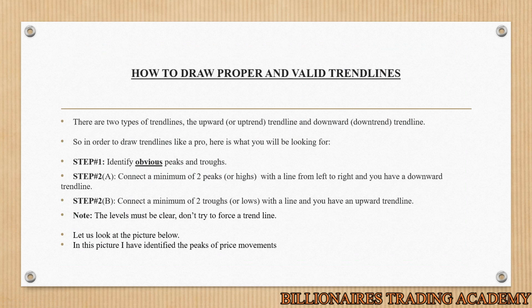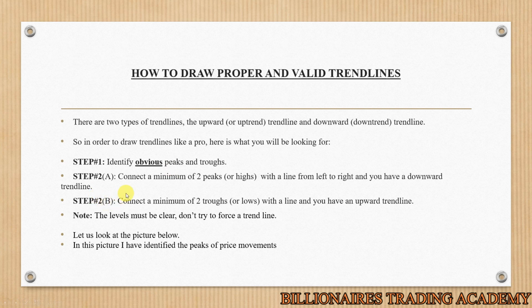So how do you draw a proper and valid trend line? There are two types of trend line: the upward trend line as well as the downward trend line. In order to draw trend lines like a pro, here is what you'll be looking for. Step one, identify the obvious highs or obvious lows. The obvious highs and the obvious lows are the ones that you can easily see. I've circled this word obvious. These are points that you can easily see in the market.